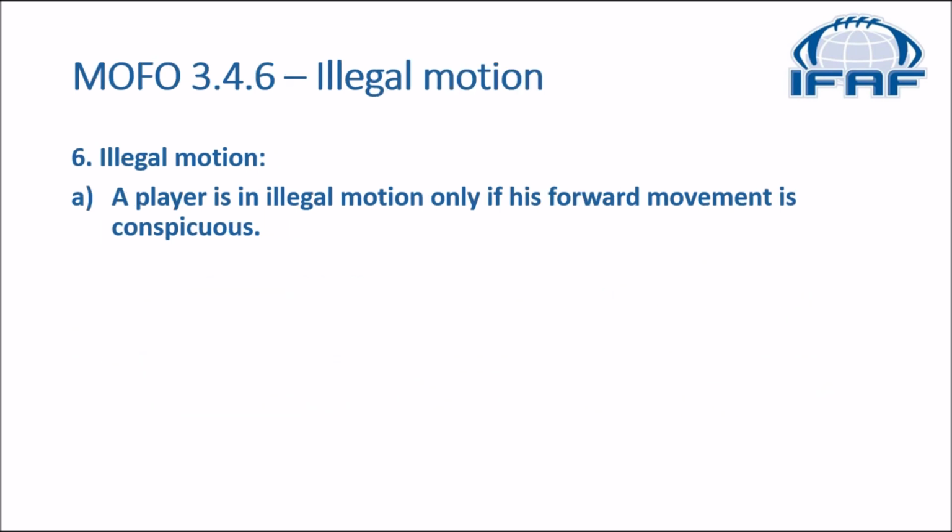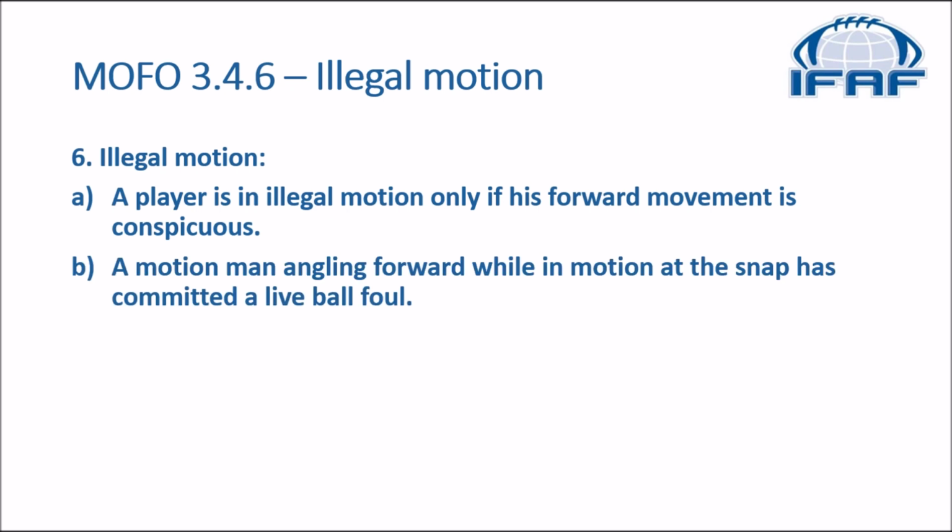In the MOFO, we go to 3.4.6, illegal motion. A player is in illegal motion only if his forward movement is conspicuous. And B, a motion man angling forward while in motion at the snap has committed a live ball foul. And that was the book. Now let's have a look at some game film.